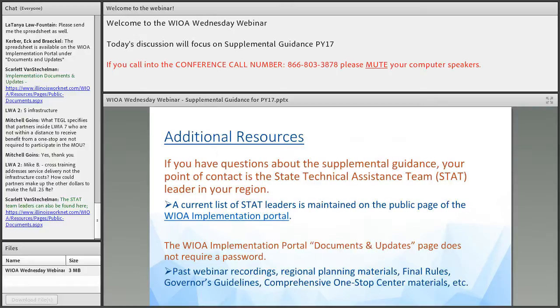We see another question from Mike. Cross-training addresses services delivery, not the infrastructure costs. How could partners make up the other dollars to make the 0.25 FTE? FTE applies to both, so yeah. There's two things going on here. One is the FTE commitments are made for providing services, any services in the local area.